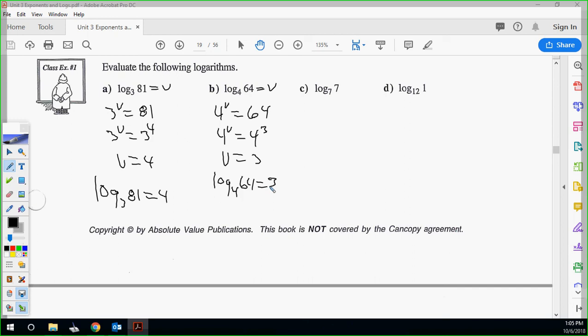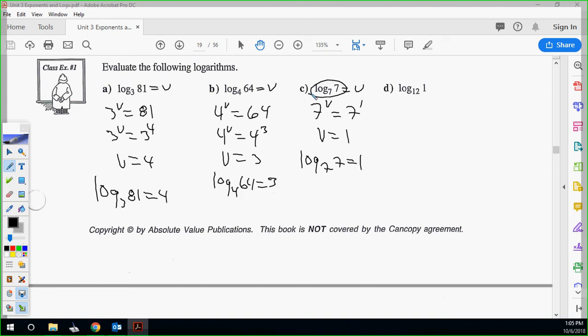This one and the next are going to be proofs that we'll have here in a second, but we'll go ahead and do these anyways. So we know it's going to be equals v. 7 to the v equals 7. Remember, this 7 already has a base of 7 with an exponent of 1. So that one's already ready. v equals 1. So therefore, log base 7 of 7 equals 1. We'll talk about this in a second. A log with the same number as its base is always going to be 1, and we'll show you why.